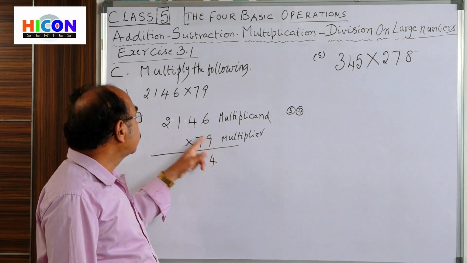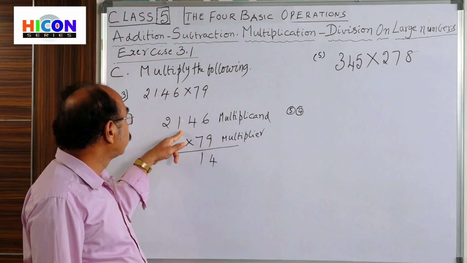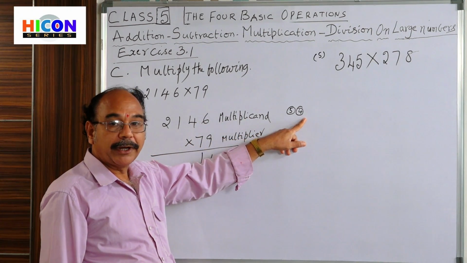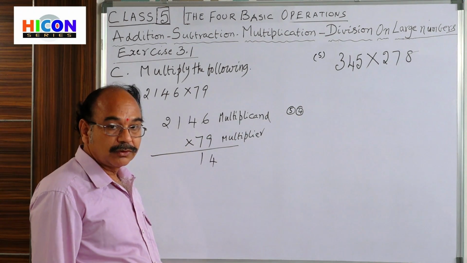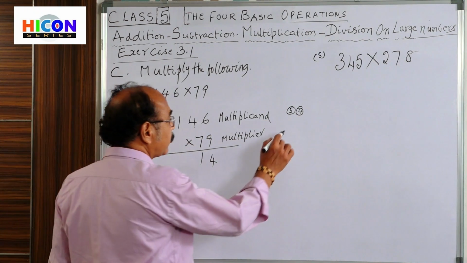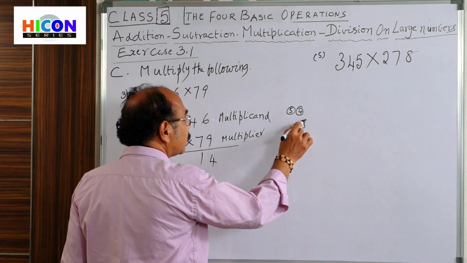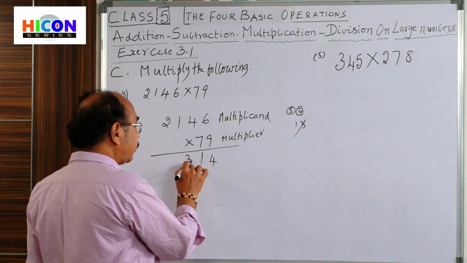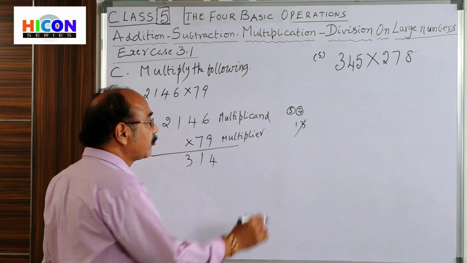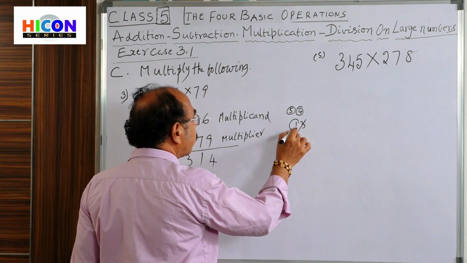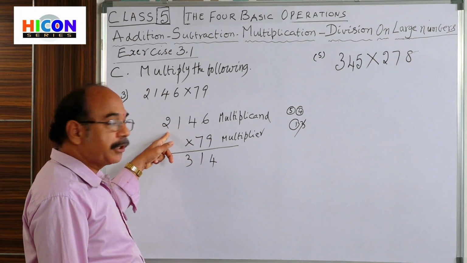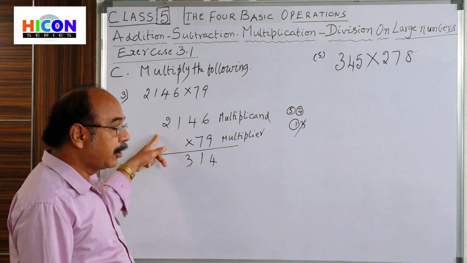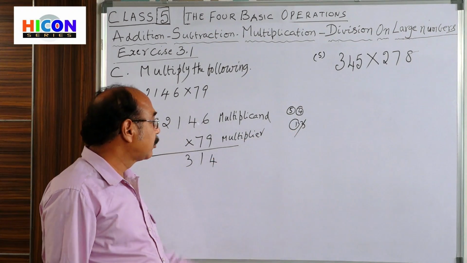Now, 9 ones are 9. And here 4 in your mind. Add. 9 ones are 9 plus 4, 13. Write 3 right here. Now 1 is there. This 1, keep in mind. 9 2s are 18. 9 2s are 18 plus 1, 19.